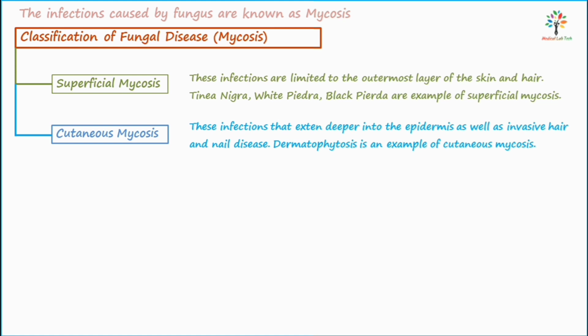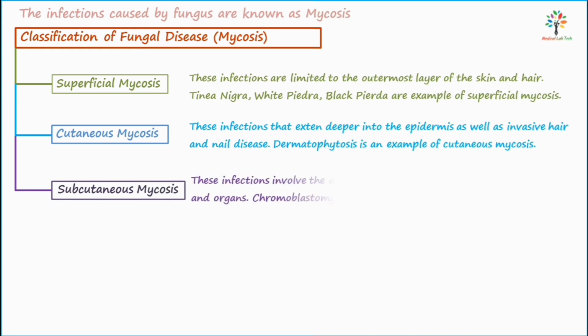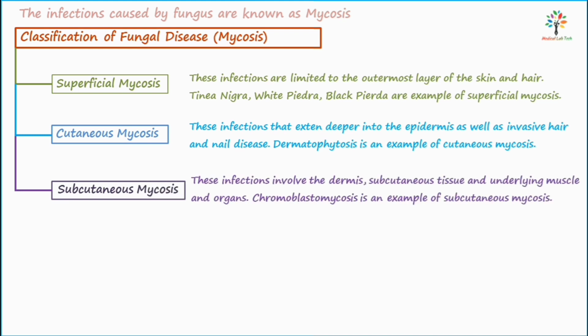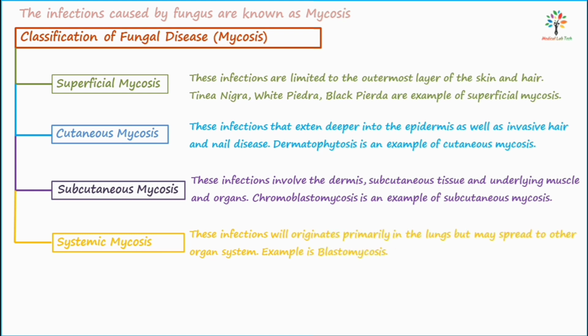Next we will talk about subcutaneous mycosis. This infection involves the dermis and subcutaneous tissue, and underlying muscle and organs. Chromoblastomycosis is an example of subcutaneous mycosis. Next we will talk about systemic mycosis. These infections originate primarily in the lungs but may spread to other organ systems. Blastomycosis is an example of systemic mycosis.